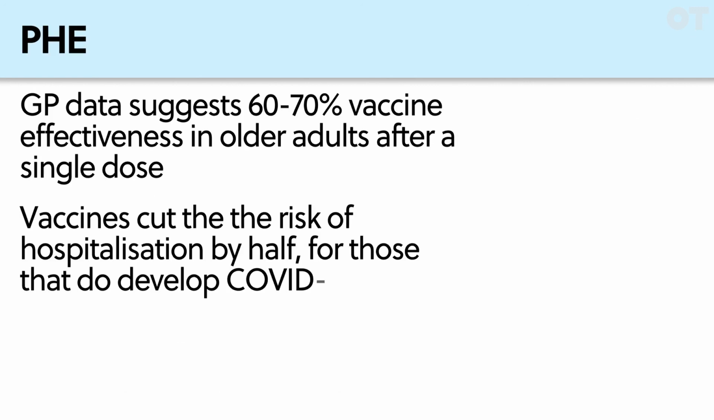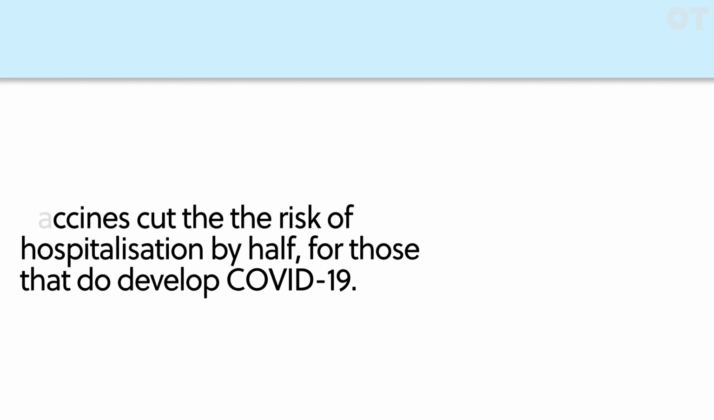Public Health have also published a large amount of data on vaccine effectiveness. They've been monitoring the early impact and it suggests that the COVID vaccination is effective. GP data suggests that 60 to 70% vaccine effectiveness has been achieved in older adults just after a single dose. And obviously as people start to get those second doses, that will hopefully improve further. They also found that in those that had been vaccinated, even if they did go on to develop disease, they were far, far less likely to need hospitalisation, which is a huge positive.